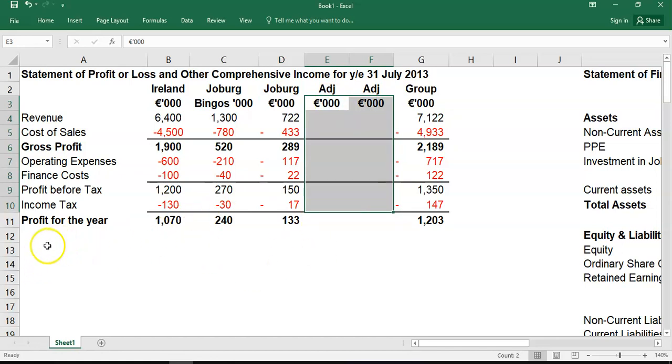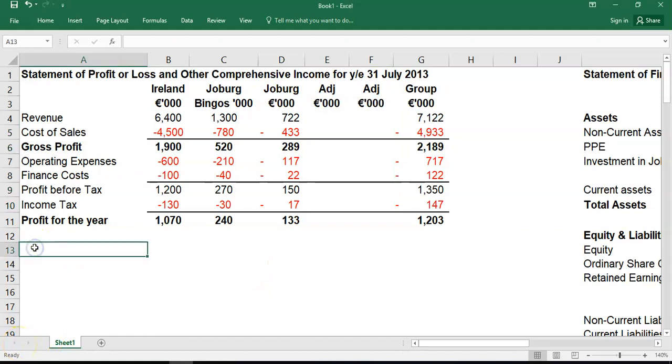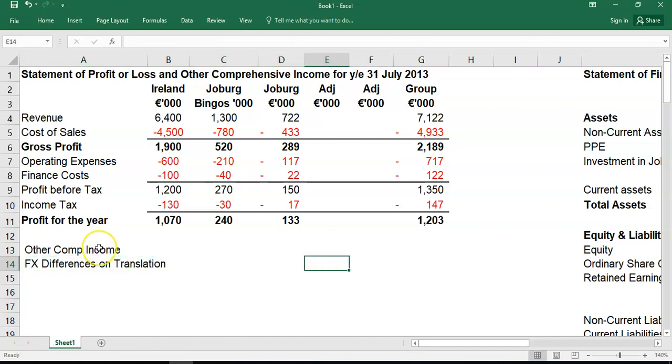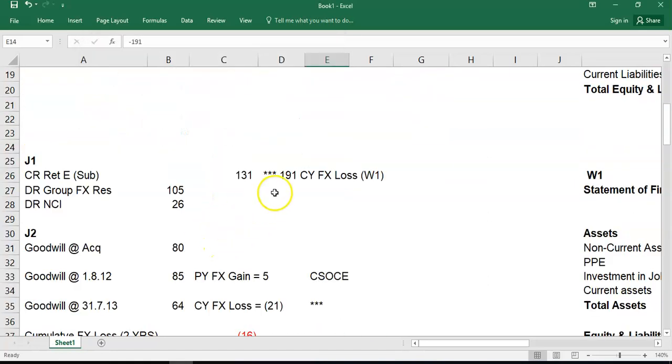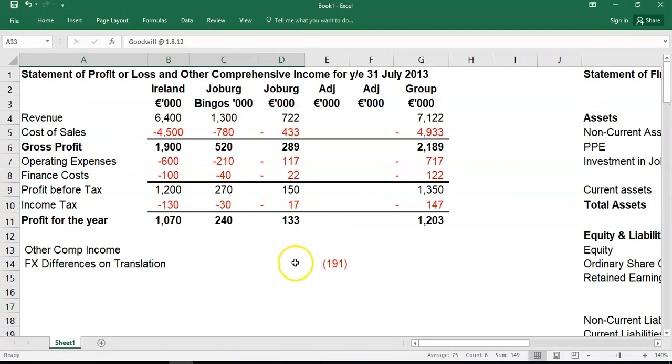But the point is you'll now have an other comprehensive income section as well. So you put in other comprehensive income and you're going to have FX differences on translation. And this is where you need to be careful. A lot of students make the mistakes. You're putting in the current year only. So here we're putting in minus 191. Right? Why? Because that's the amount that was in the current year. There was a gain of 60, which was prior year. And that will be in the statement of changes in equity. And I'll show you that at the end where that appears. Likewise for the goodwill, you're putting in the current year loss of 21. Minus 21. So the total FX differences are a loss of 212.